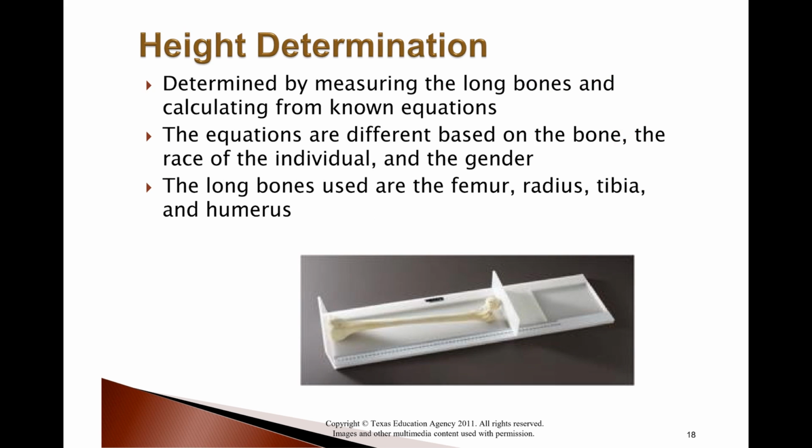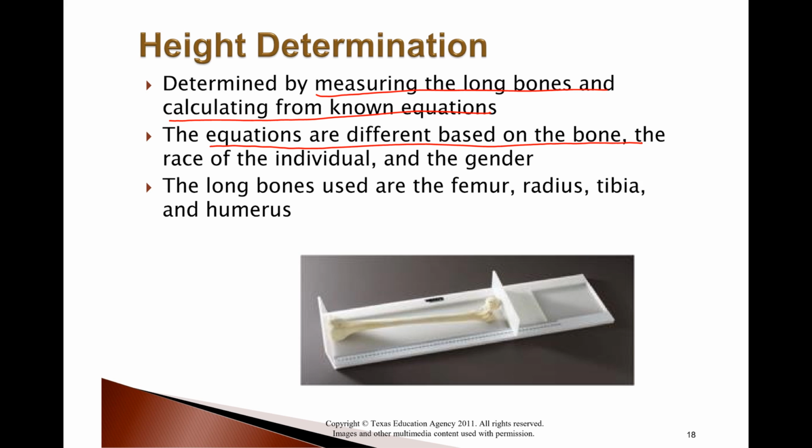So the next useful bit of information that one can gain from a skeleton would be the height of the person, the approximate height of the person. This is going to be determined by measuring the long bones and then using equations to calculate the resulting height. And it can be fairly accurate. Let's say it gives a good ballpark figure for a person's height. I need you to know that the equations are different based on the bone that you're using.